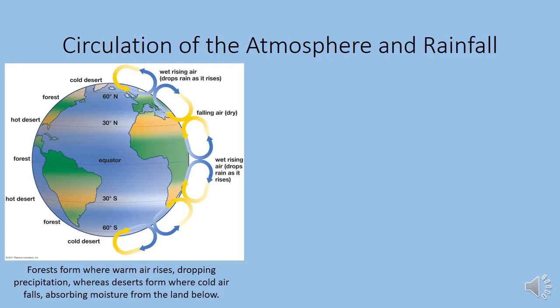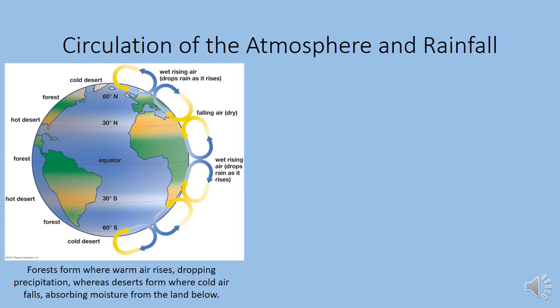And when it rises, it's just like at night when the dew falls on your yard. This is going to come up, it's going to cool off, and then it can't hold as much water anymore, so that water is going to fall as rain. So we get a bunch of rain where these cells rise. So around the equator, it's really wet. Kind of where we live, it's really wet. Way down here in southern South America, it's really wet. But in between, it's really dry.